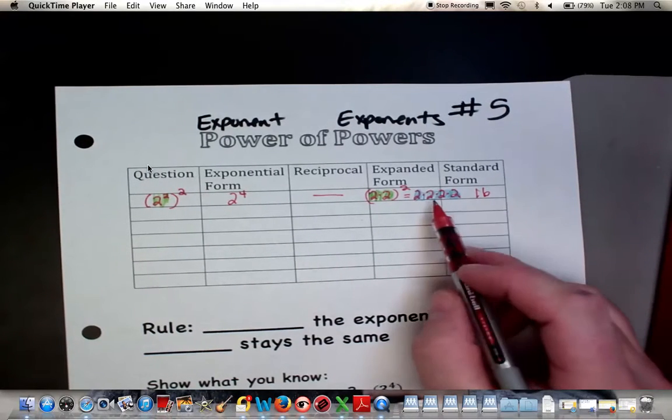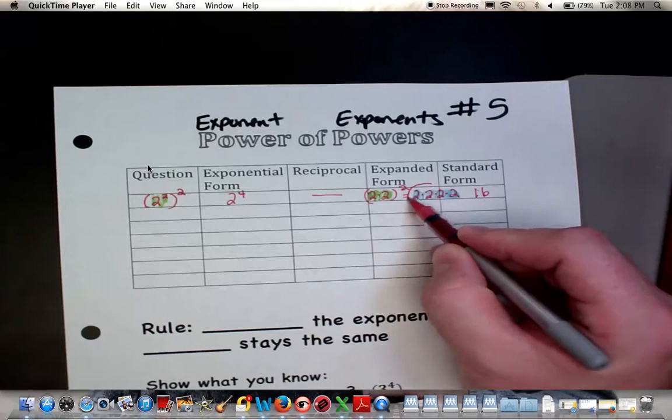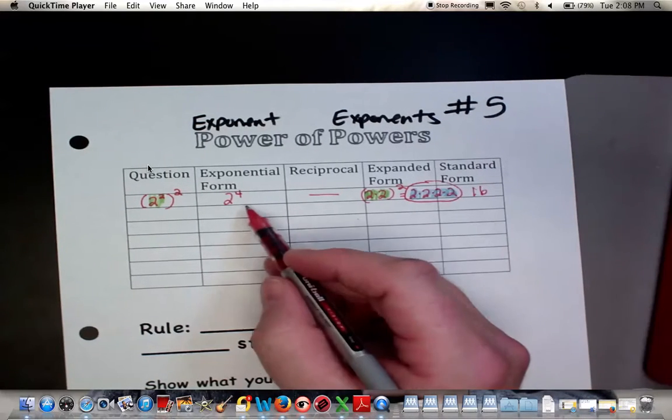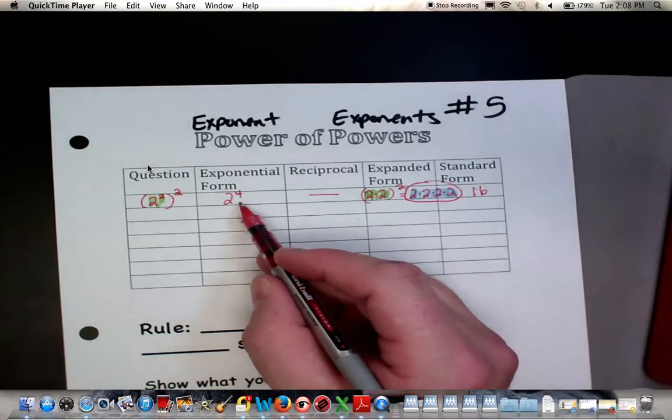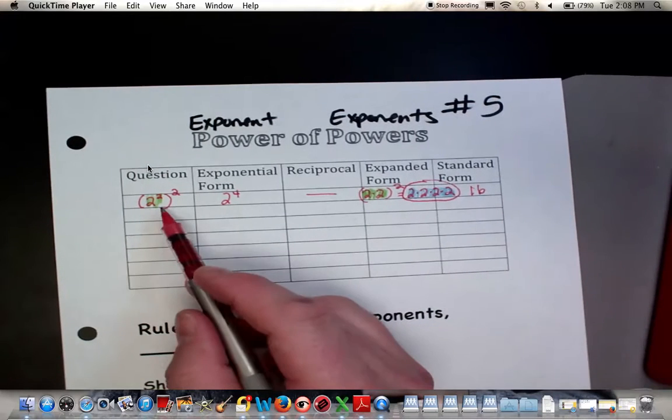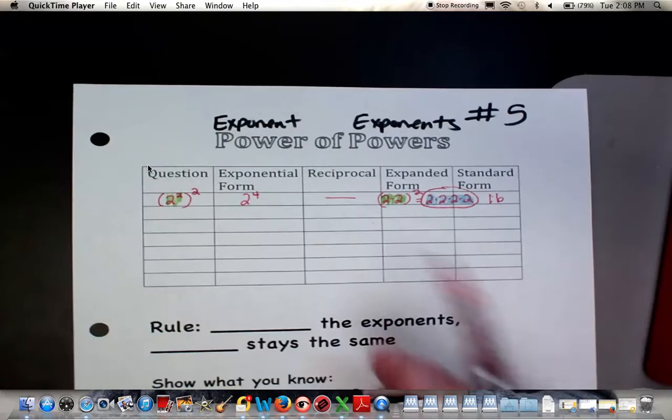So this is my expanded form right here in this little box, or the circle. This is my exponential form. This is my standard form, all of 2 squared to the second power.